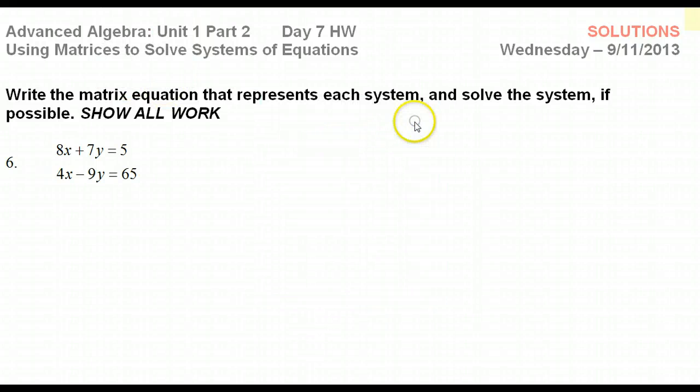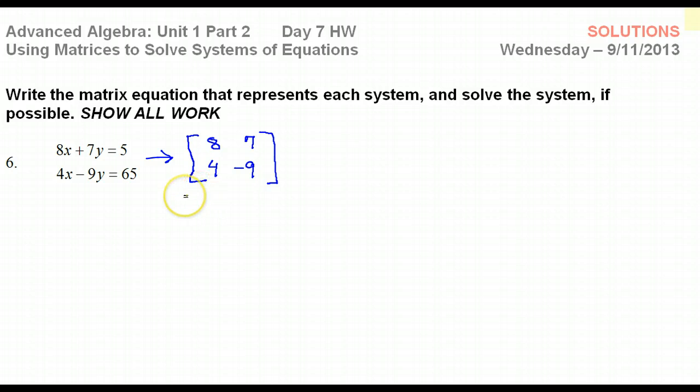Where today we are going to learn how to use matrices to solve systems of equations like this one. First you have to take the system that you're given and turn it into a matrix equation like this. First we'll make a coefficient matrix like this. See all these coefficients, the 8, 7, 4, negative 9? That's going to become our first matrix, 8, 7, 4, negative 9. That is called the coefficient matrix, and I'll label that later.